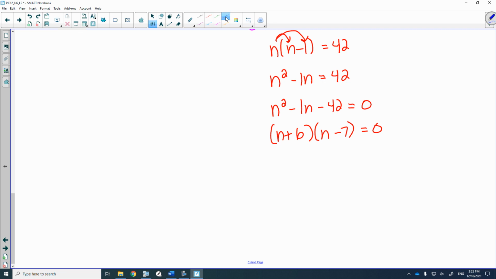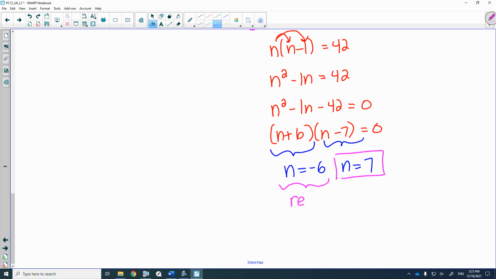So if you set each factor equal to 0 and you solved, you would get n is equal to negative 6. And here you'd get n is equal to 7. And only one of these is actually the solution. One of these we have to reject. The solution is going to be n is equal to 7. N equals negative 6 we would reject. And the reason why we would reject is because n must belong to the element of the natural numbers. So n cannot be a negative number. It cannot be 0.